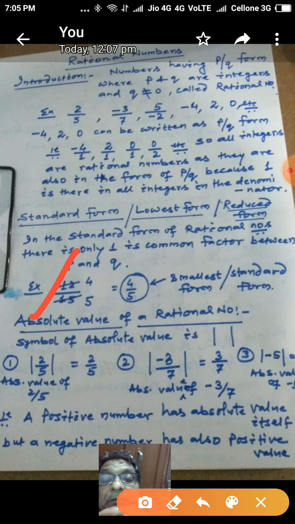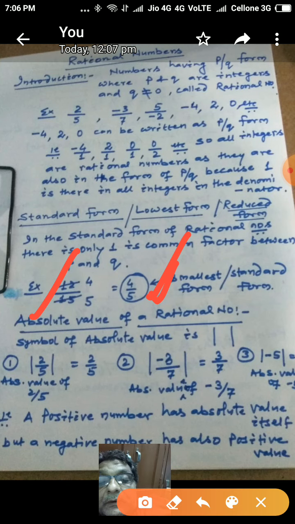although it is a rational number, it is not written in standard form because there is 3 which is common to both p and q. That's why, when we make it the smallest form, we cancel the common factor, that is 3, then it comes 4 by 5. Now 4 by 5 is in standard form, and there is only one common factor between p and q, and that is 1. So any number is said to be in standard form or in lowest form if there is one common factor between p and q, and that common factor is 1. Except 1, there should not be any other common factor.